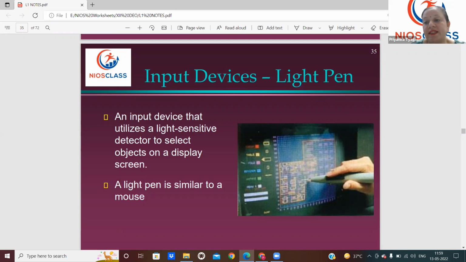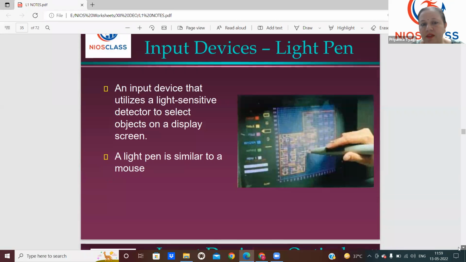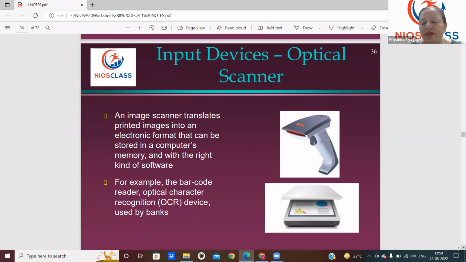It has a light sensitive detector, with the help of which we can touch the light pen to the screen in different places. It can observe the data and react accordingly. Basically, a light pen always works like a mouse. We can use different things with the mouse pointer and select different types of options, so the same job we can do with the help of a light pen.